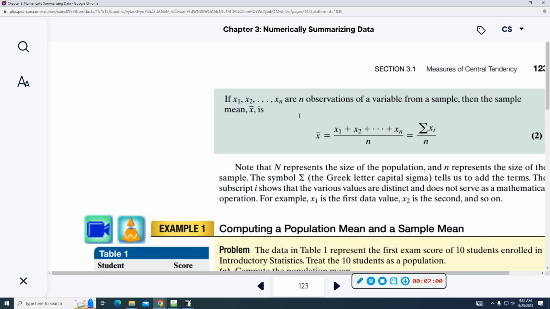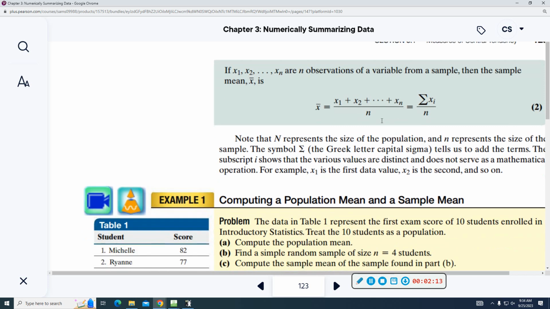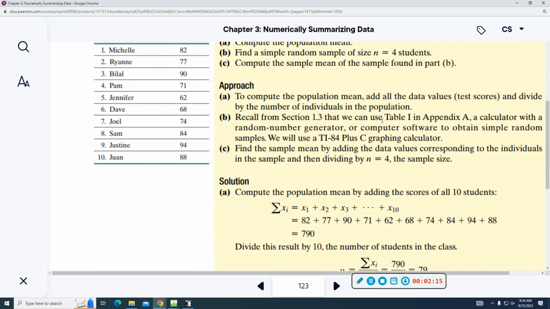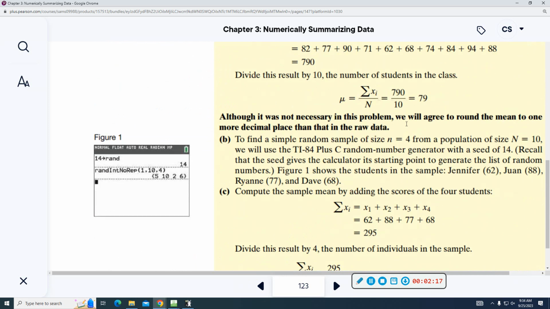The calculation is the same for X bar. The only difference is the n. If we're using the lowercase n, that represents a sample. If I'm using the uppercase N, that represents a population. Here's some sample data.